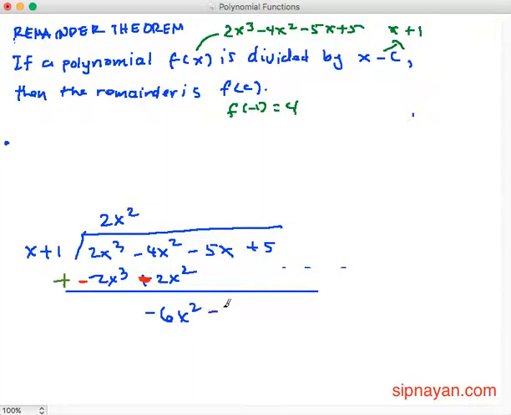And then we bring down, minus 5x. And then we divide again, minus 6x squared divided by x. Minus 6x squared divided by x, mawawala yung isang x, matitirang isang x, so minus 6x. And then minus 6x times x is minus 6x squared. Then minus, magiging plus kasi dito, and then minus 6x plus times 1, no? Magiging minus 6x.